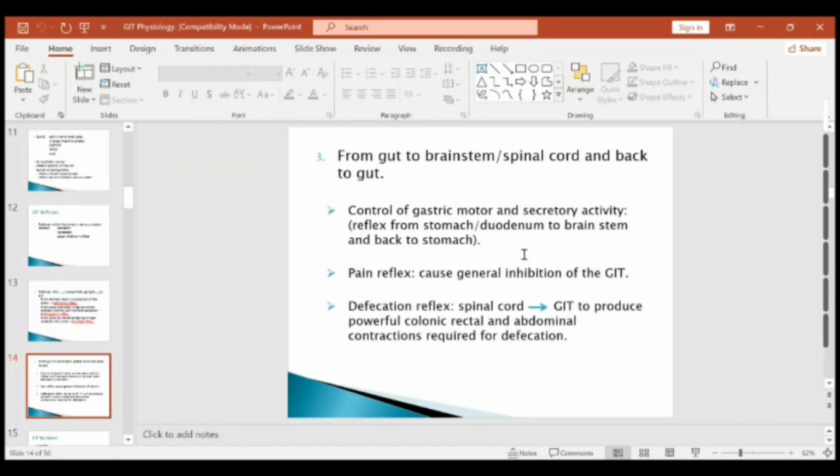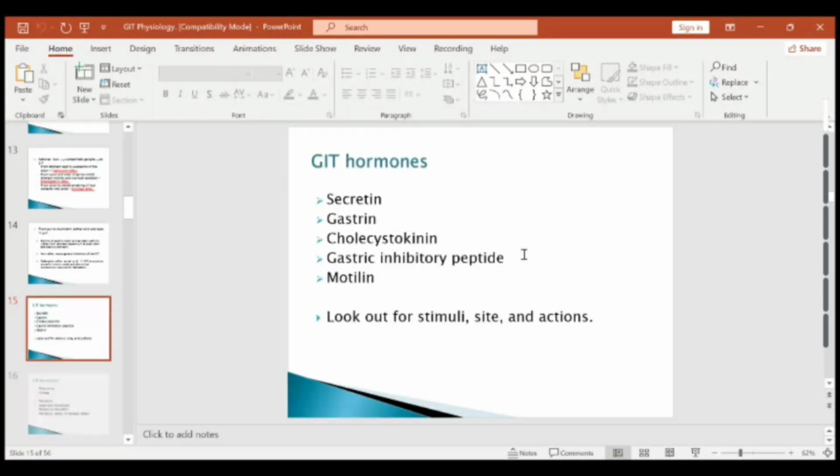So from the gut into the brainstem, these are the functions of the nervous system of either branches. We call that one either sympathetic or parasympathetic. And it enhances all these processes, such as the process of defecation, that is simply emptying the colon, or the control of all other movement associated with the GIT.